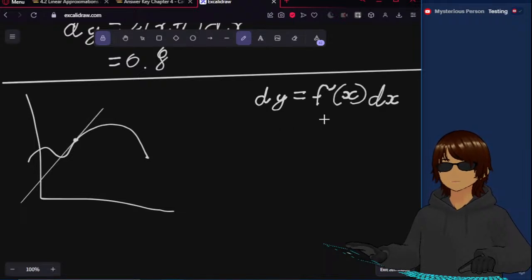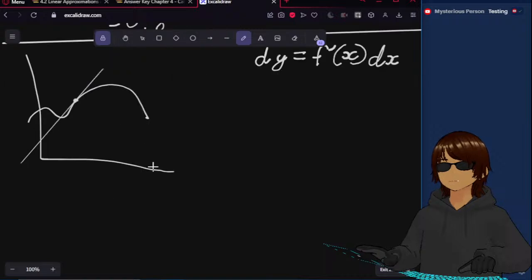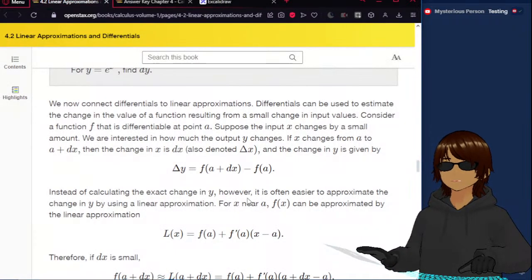So dy is f of x times dx. So dx takes the difference. Yeah, it takes the delta x, then times it by the gradient. Okay, I understood this. Change in y.